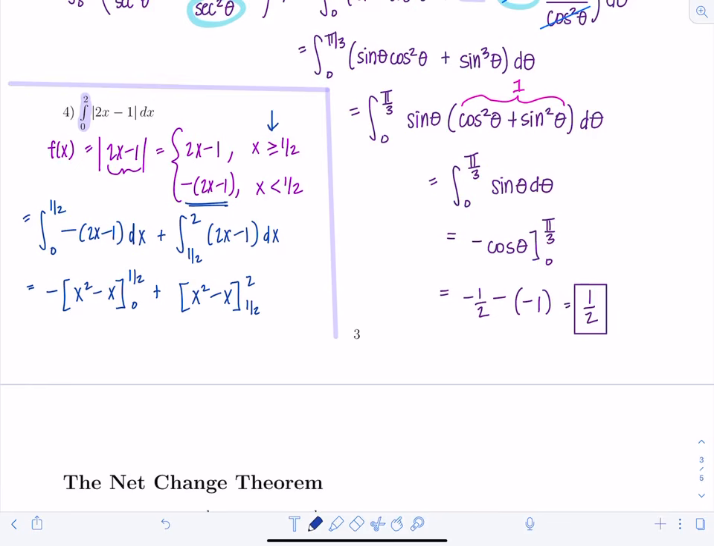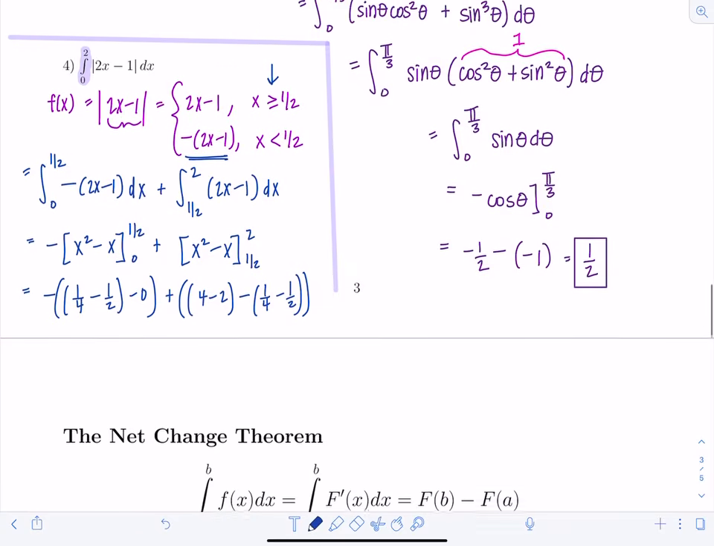All right. And then now we're just going to substitute in our limits of integration. So I have negative, this is going to give me 1/4 minus 1/2 minus 0, plus, and then here I'm going to have 2 squared, so 4 minus 2 minus 1/2 squared, so that's 1/4 minus 1/2.